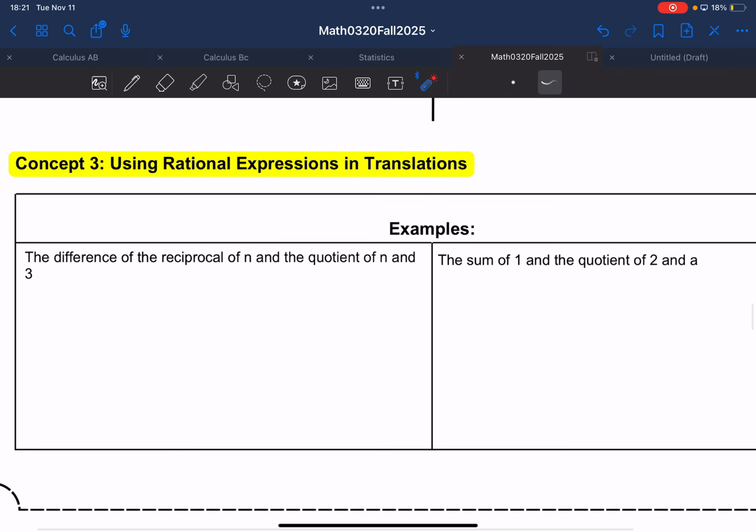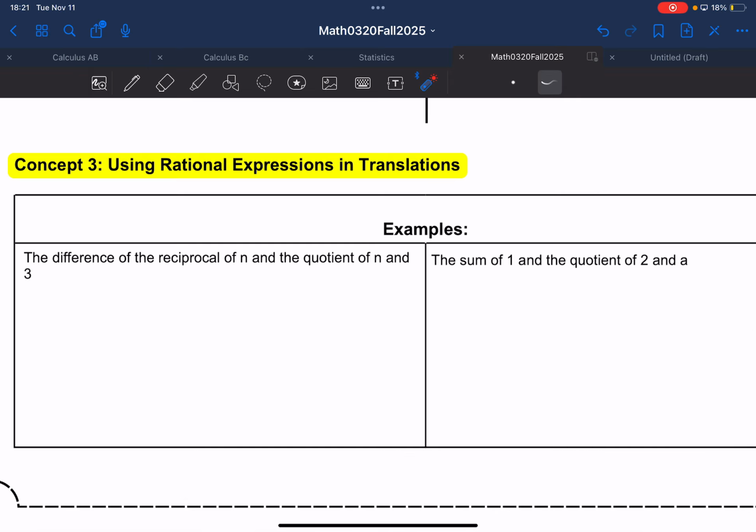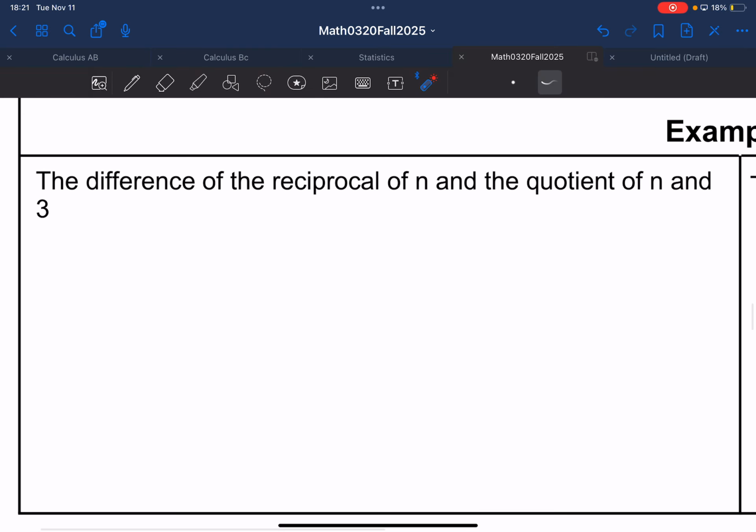Okay, one last concept, and that is using rational expressions in translation. So in other words, word problems. For these ones, they want us to take these words, put it into an expression that we can either add or subtract, and then solve. So it says the difference of the reciprocal of n. This difference tells me I'm going to have a minus sign.